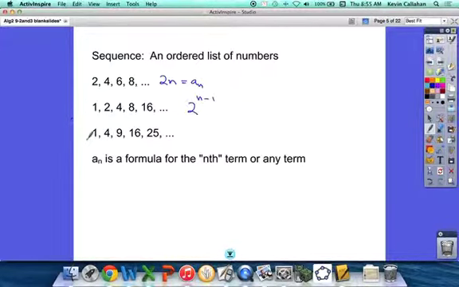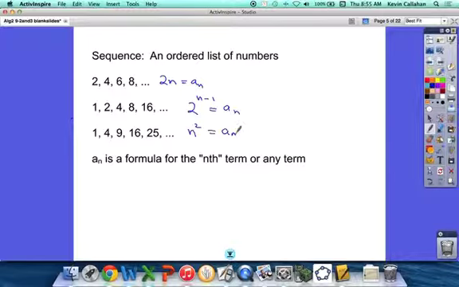What's the pattern here? 1, 4, 9, 16, 25. Anybody recognize those numbers? They're perfect squares, right? Those are the perfect squares. So the formula for the nth term would be n squared.